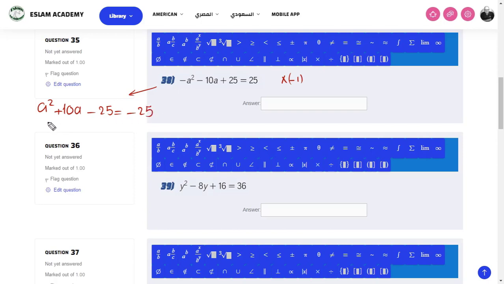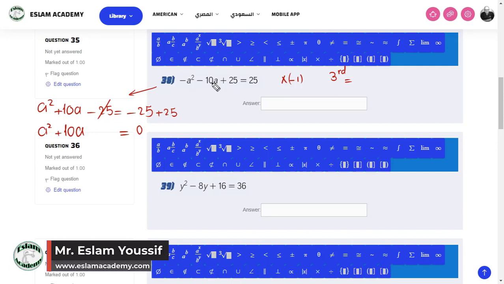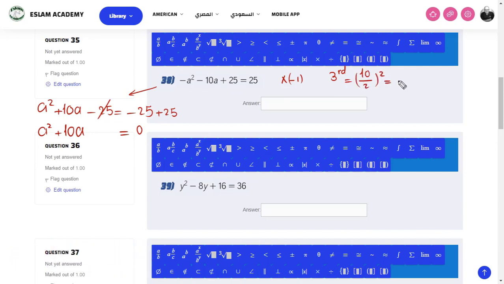If you look at the expression on the left-hand side, it is not a perfect square trinomial. So we shift 25 to the other side by adding 25. So we have a² plus 10a equals negative 25 plus 25, which equals 0. Now we need to find the third term. To find the third term, take the middle, which is 10, divided by 2, to the power 2. So it will be 10 divided by 2 equals 5, to the power 2 equals 25. So we add 25 to the left-hand side, and add 25 to the right-hand side.